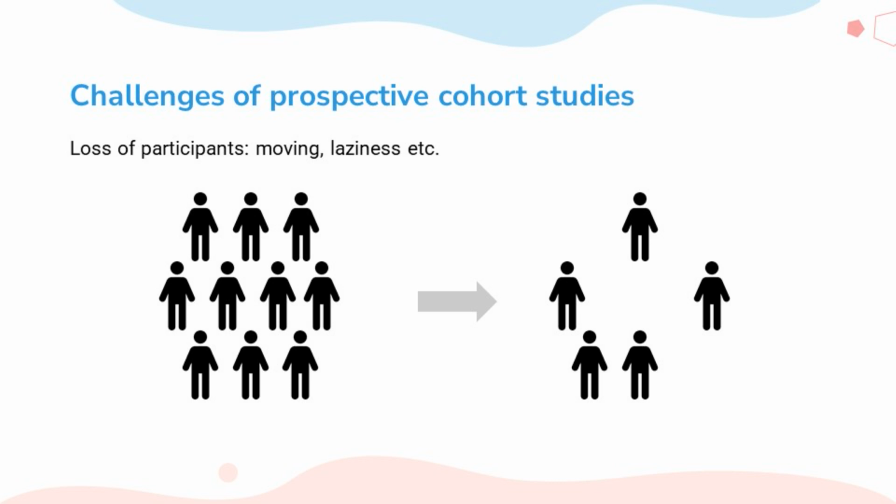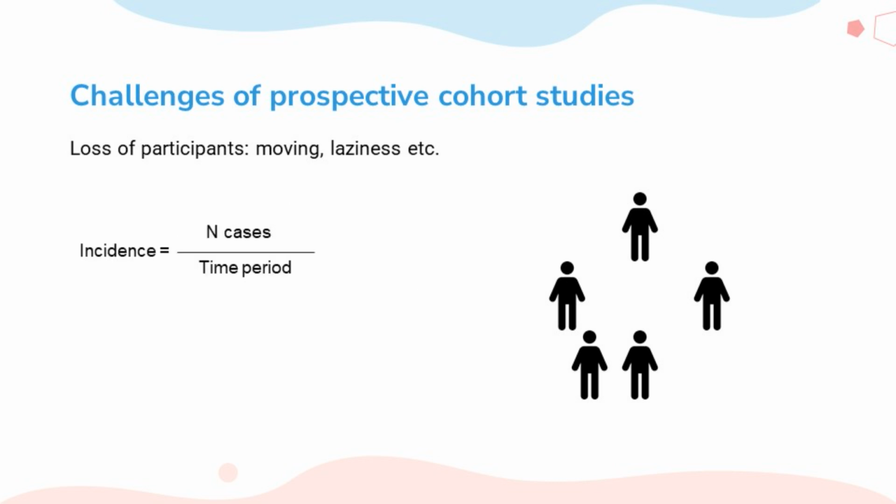This can significantly affect the outcome. Taking incidence analysis, incidence equals cases per time period, it can be seen that the loss of a few cases will seriously affect the numerator and hence the estimated incidence. The rarer the incidence, the more significant this effect.